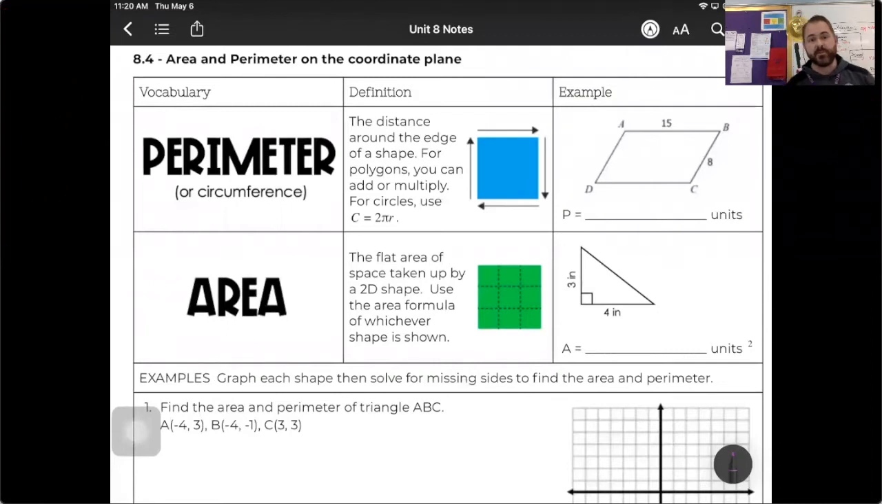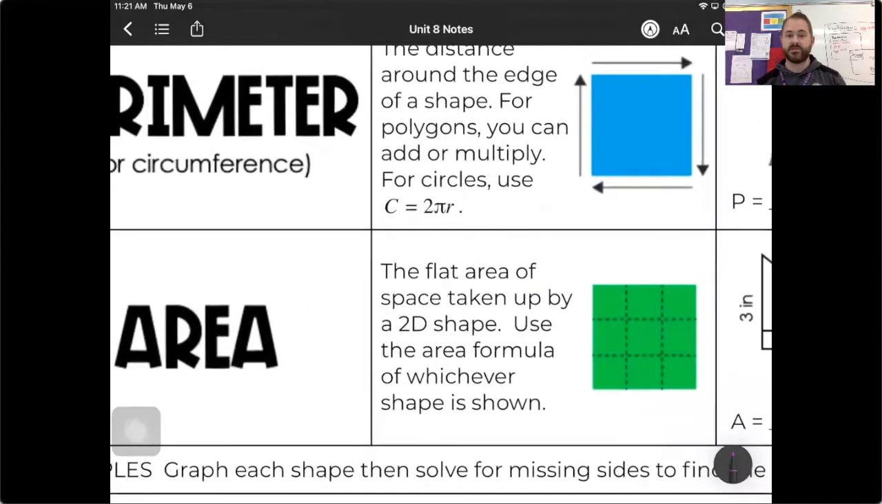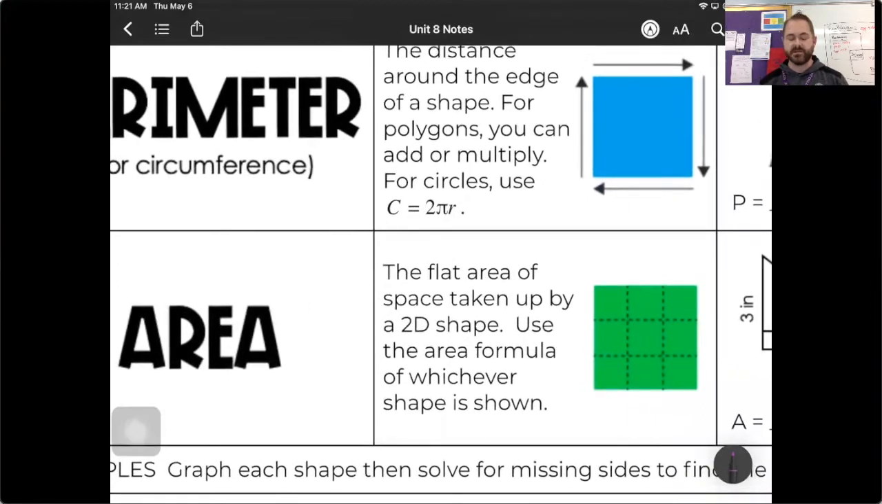So, as a couple of reminders, remember that perimeter is just the distance around the edge of a shape. For polygons, you can just add the sides, or multiply opposite sides by 2 if there are congruent sides like that, but you're adding up the total number of sides. For circles, we use circumference. Remember, circumference is 2 pi r, where r is the radius of the circle.